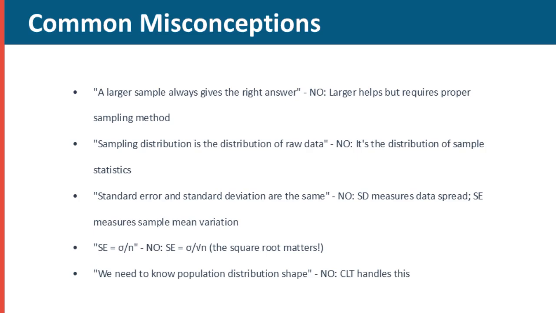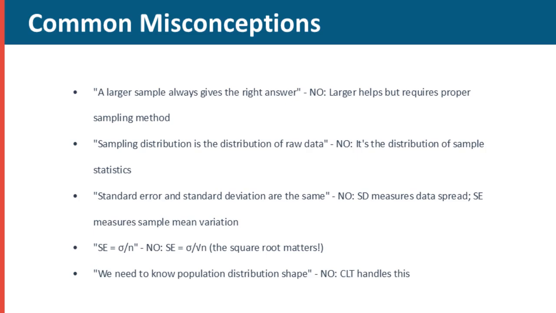Misconception number 3: standard error and standard deviation are the same thing. Again, wrong. Standard deviation measures the spread in the raw data. Standard error measures the spread of the sample statistics. They are very different. Misconception number 4: standard error is equal to sigma by n. Again, wrong. Standard error is equal to sigma by root n. The square root is critical and it changes everything. We saw it earlier.